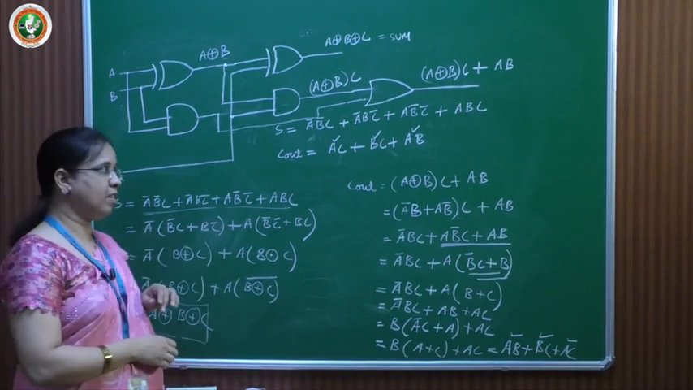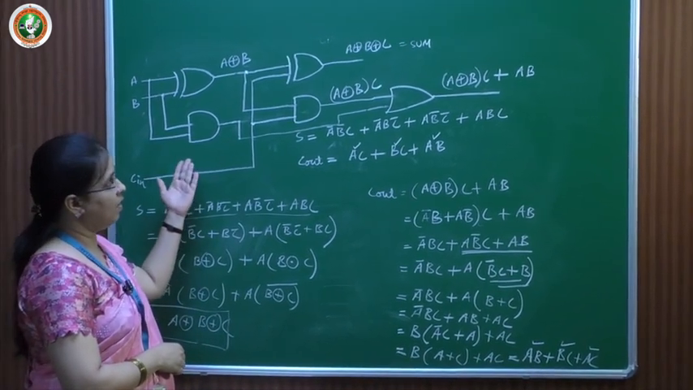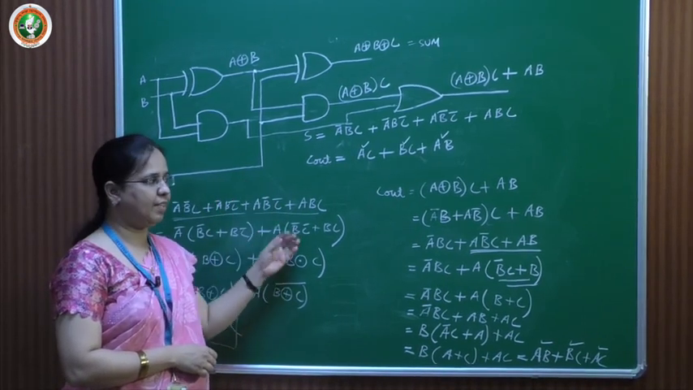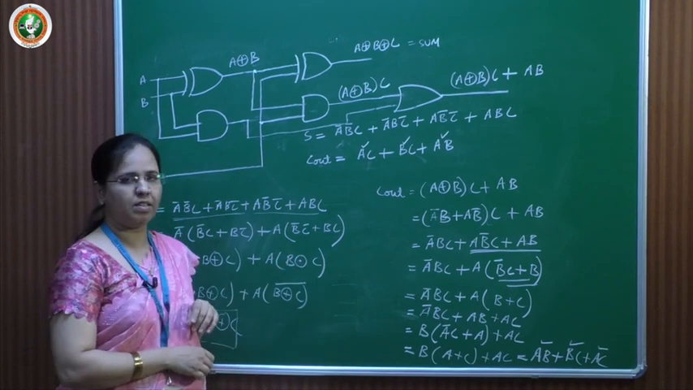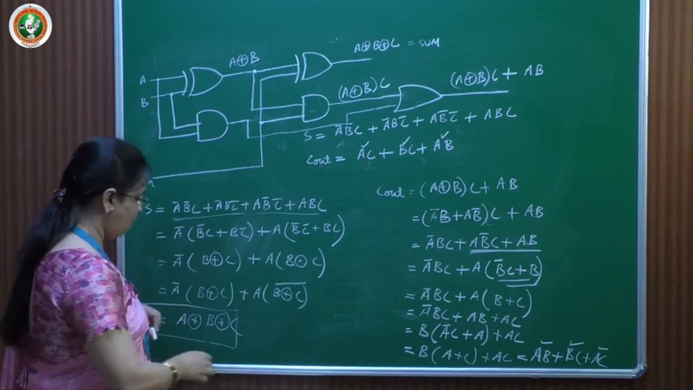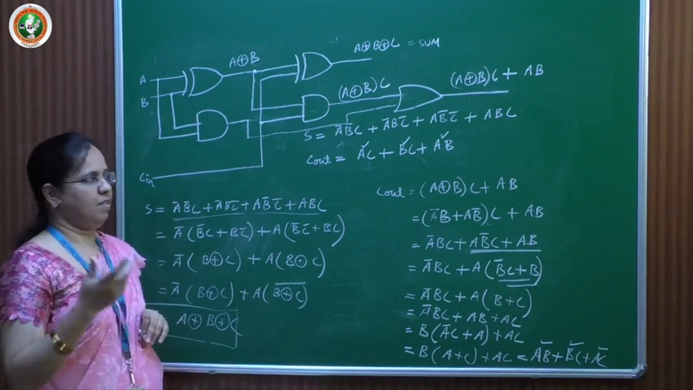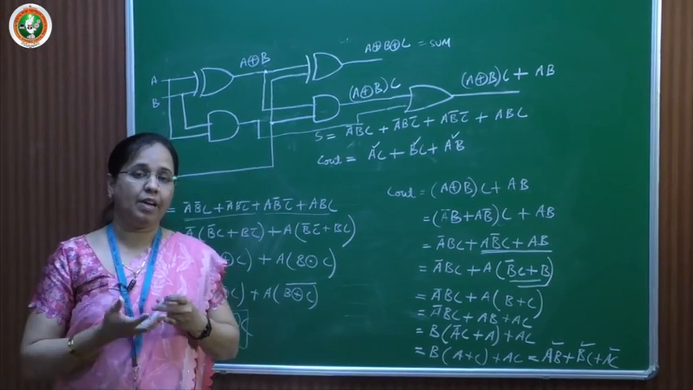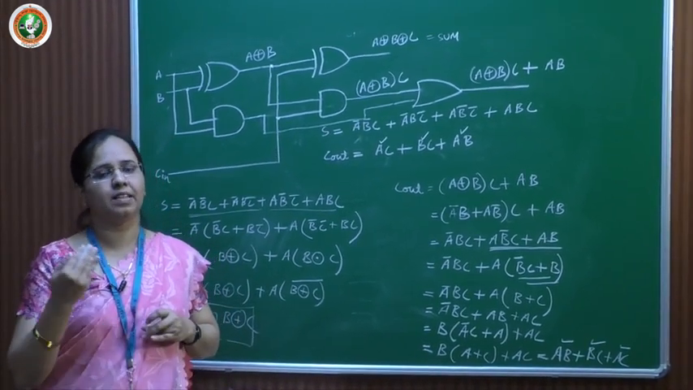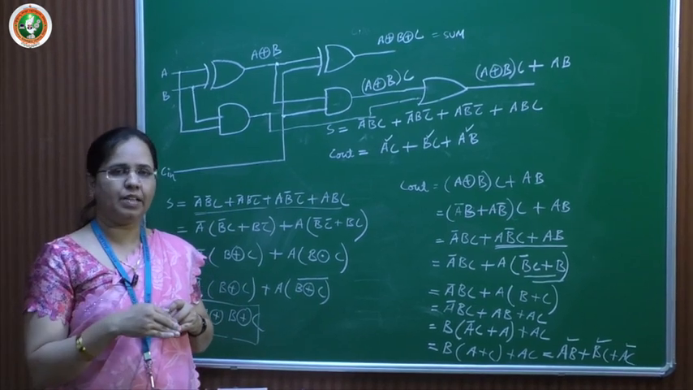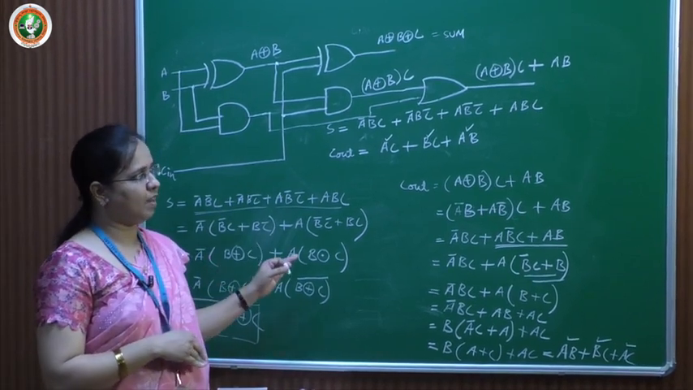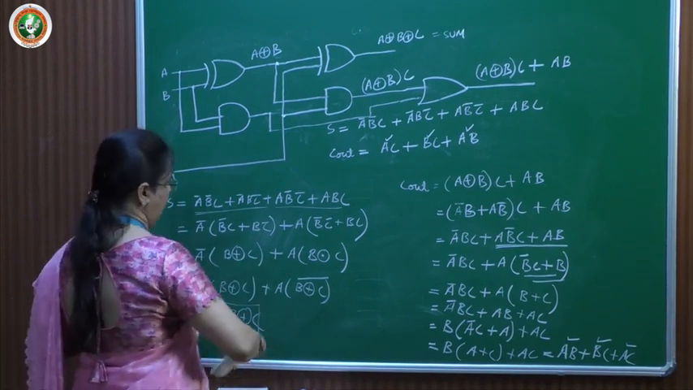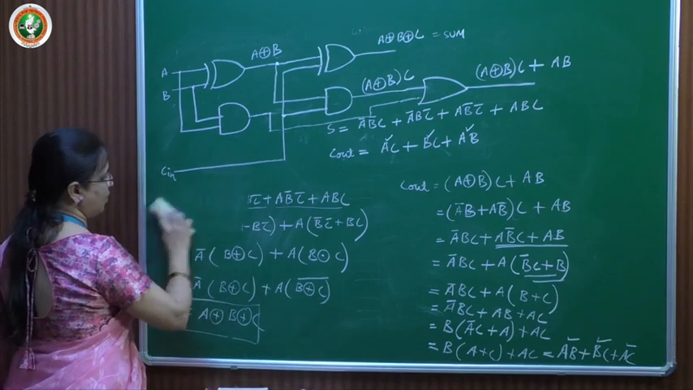So that means whatever logic circuit we have drawn to construct a full adder using two half adders is giving us the correct output. With this as background, we started designing the half adder and full adder in order to design a 4-bit adder. Once we know the design of these two adders, now we can attempt to design a 4-bit adder. So let us see how we are going to do that.